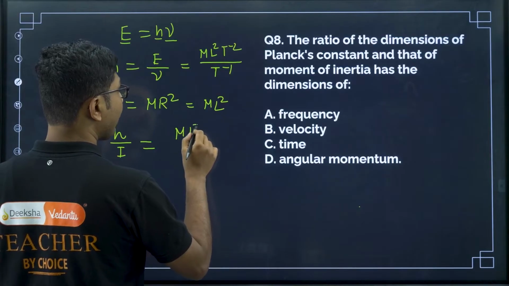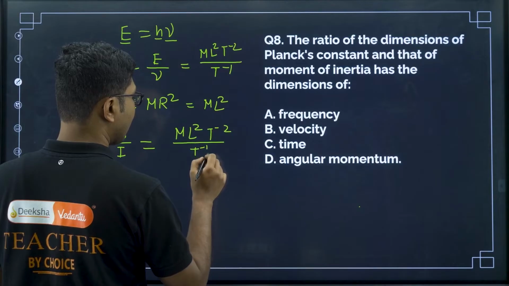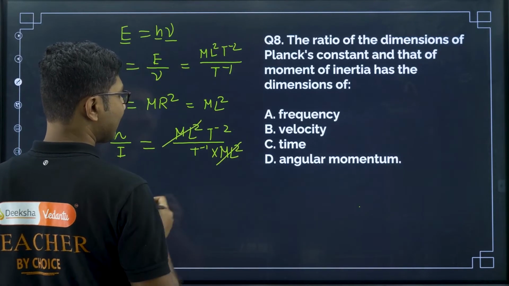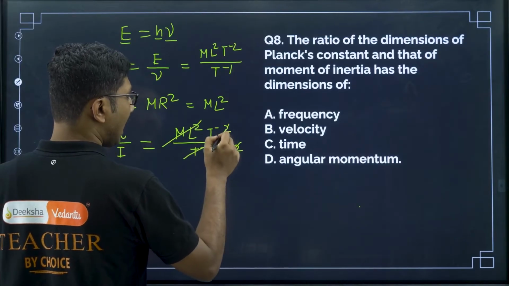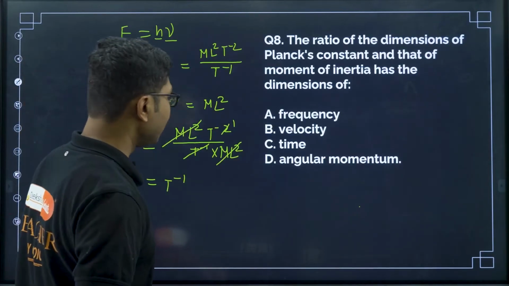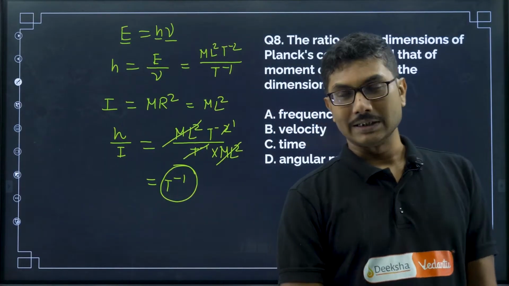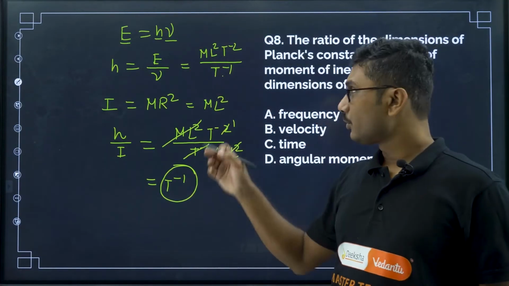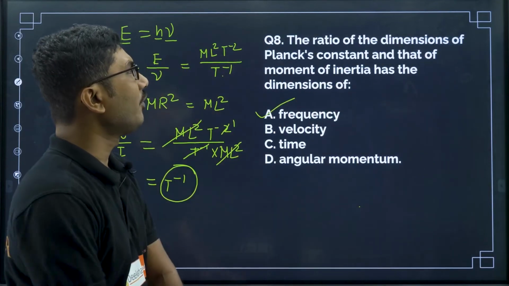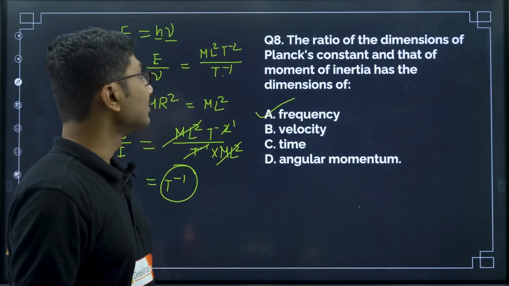M L square T to the power minus 2 divided by T to the power minus 1 times M L square. So M L square cancels, and T to the power minus 1 is left. So the ratio is T to the power minus 1. What is this? T to the power minus 1 is nothing but frequency, right? We have already used it here. So the ratio of Planck's constant and moment of inertia is frequency. Now let us move on to the next question.